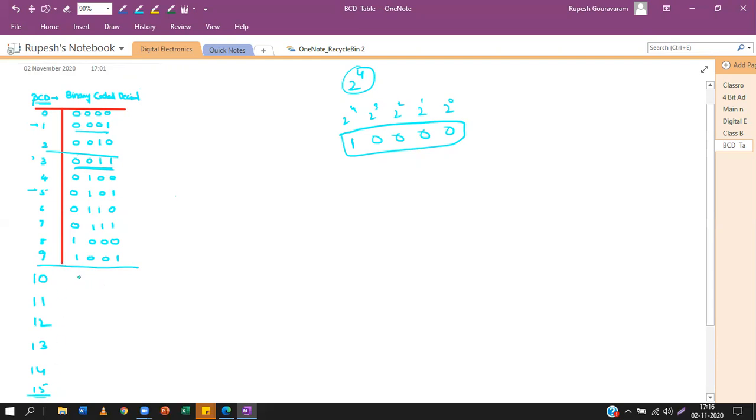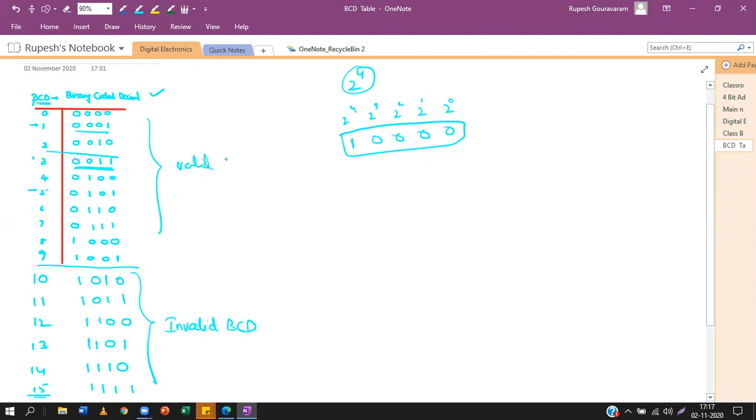So 10 is represented as 1 0 1 0. Then 11 as 1 0 1 1, 12 as 1 1 0 0, 13 as 1 1 0 1, 14 as 1 1 1 0, and 15 as 1 1 1 1. So all these bit patterns don't represent a valid binary coded decimal. All these fall under invalid BCD, and the earlier ones fall under valid BCD. Okay.